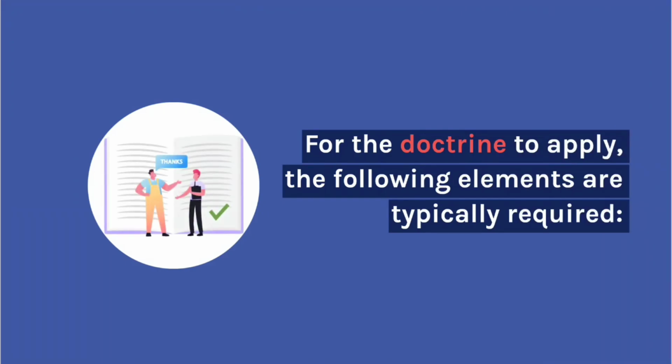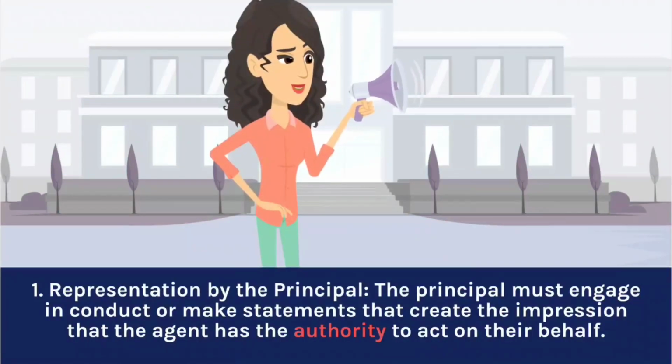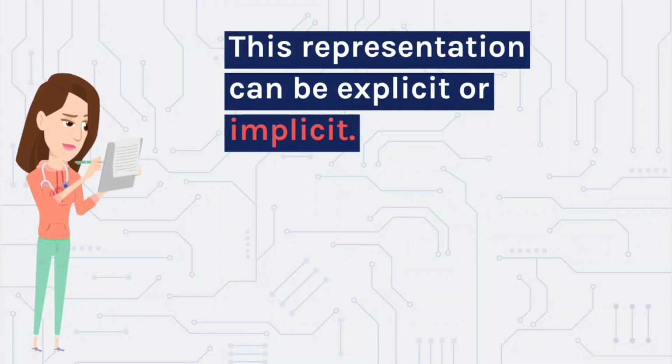For the doctrine to apply, the following elements are typically required. 1. Representation by the principal. The principal must engage in conduct or make statements that create the impression that the agent has the authority to act on their behalf. This representation can be explicit or implicit.